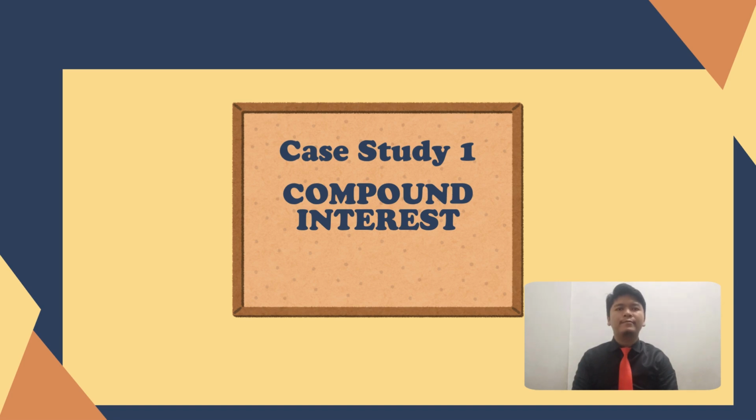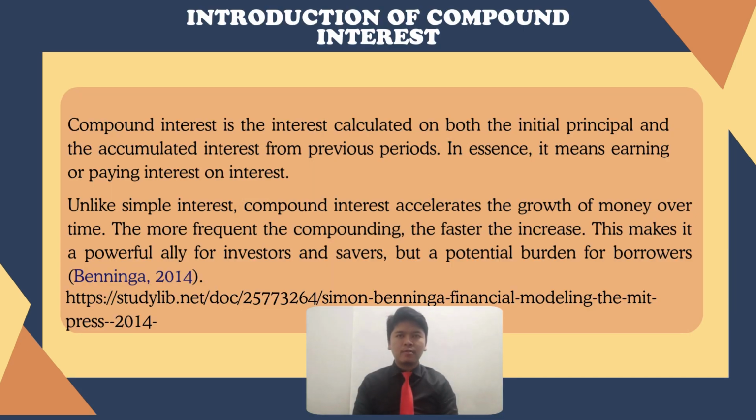Case study number 1, compound interest. Introduction of compound interest. So, what is compound interest? Compound interest is the interest calculated on both the initial principal and the accumulated interest from previous periods. In essence, it means earning or paying interest on interest. Unlike simple interest, compound interest accelerates the growth of money over time. The more frequent the compounding, the faster the increase. This makes it a powerful ally for investors and savers, but a potential burden for borrowers. By Benninga 2014.